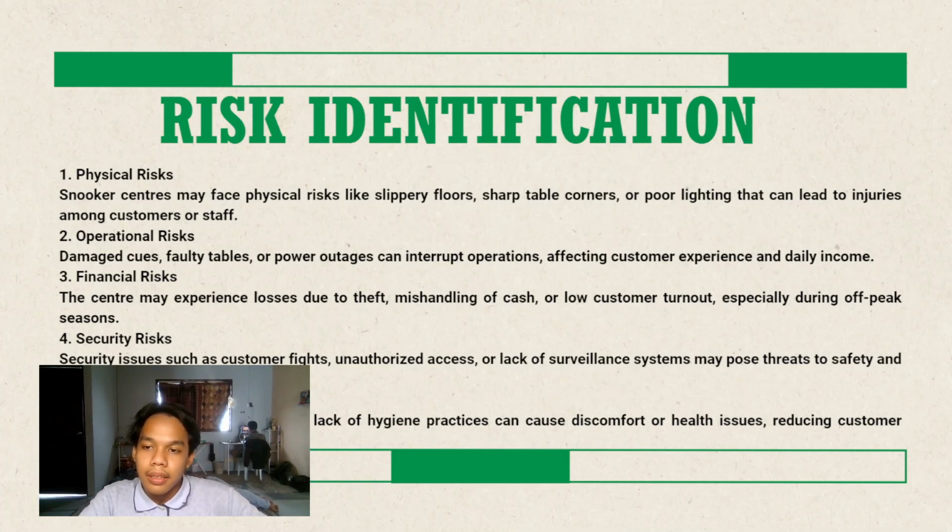The fourth one is security risk. Security issues such as customer fights, unauthorized access, or lack of a surveillance system may pose threats to safety and property. And the last one is health and safety risk, which is dirty facilities, poor ventilation, and lack of hygiene practices that can cause discomfort or health issues, reducing customer satisfaction when attending the snooker center.